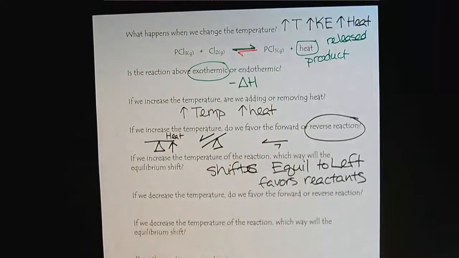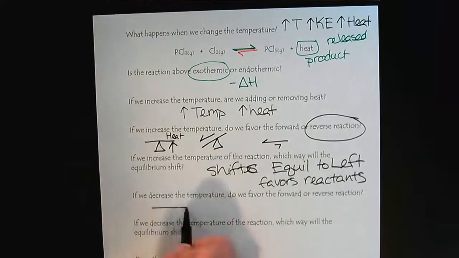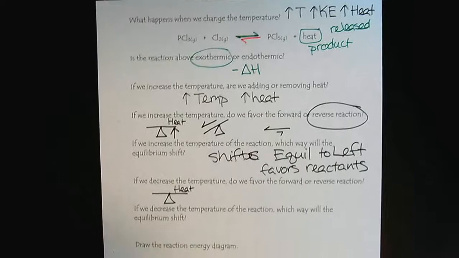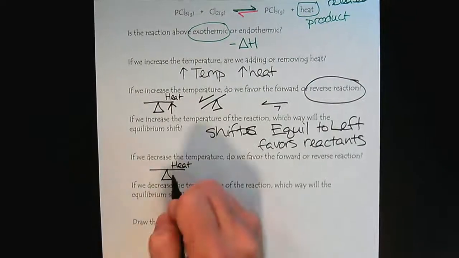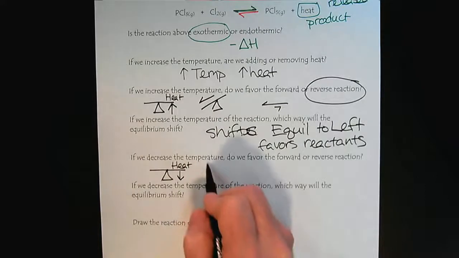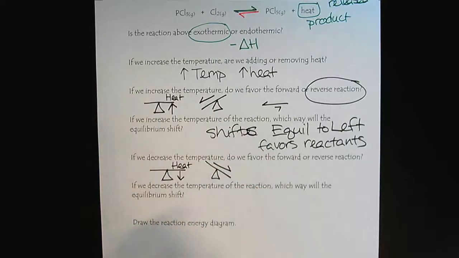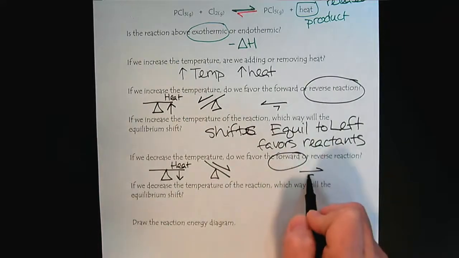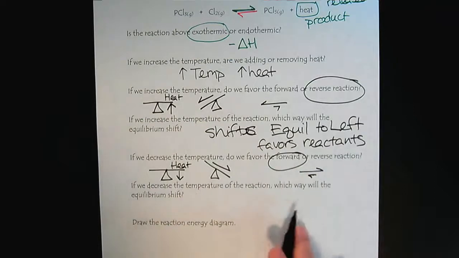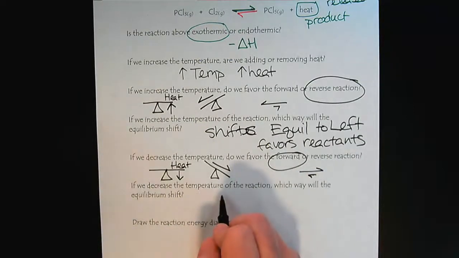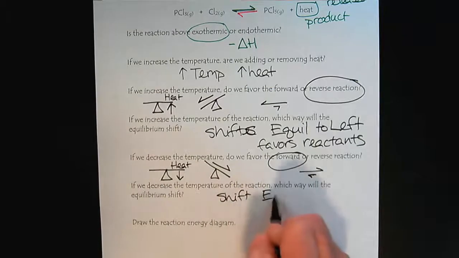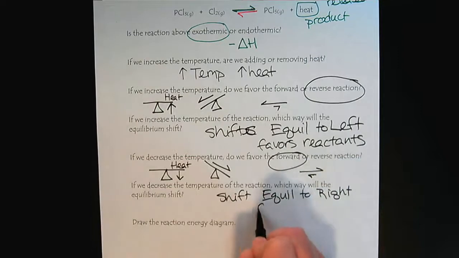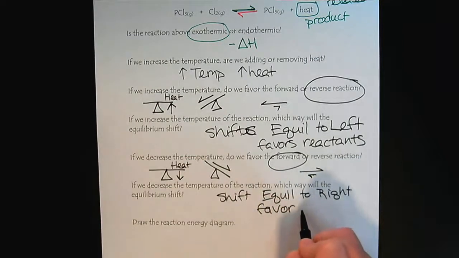All right. Now, it's the same reaction, so heat is going to stay on the product side. However, in this next scenario, what happens if we decrease the temperature? If we decrease the temperature, we slide our teeter-totter to the right, and so now it favors the forward reaction. And anytime that we favor the forward reaction, we say we've shifted the equilibrium to the right. And so this is going to favor the formation of products.